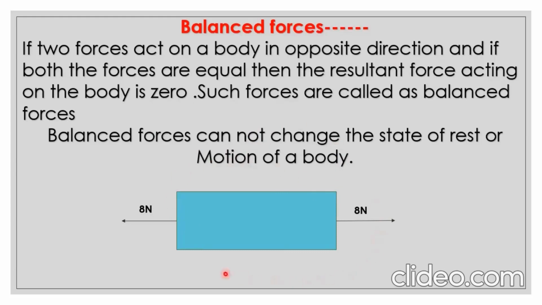Now if you observe this object, 8 Newton force is applied in this direction and 8 Newton force is applied in this direction. As the same amount of force is applied in the opposite direction, the net force acting on this object will be zero and it will not produce any change in its state of rest or motion. Means if the body is at rest, it will stay at rest, and if it is moving with some constant speed, then after the application of these forces which are equal in magnitude and opposite in direction, that object will move with the same speed only.